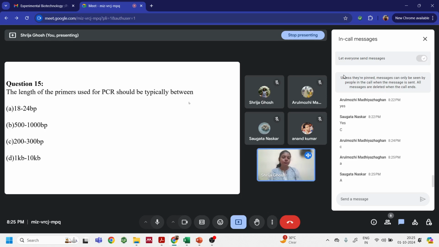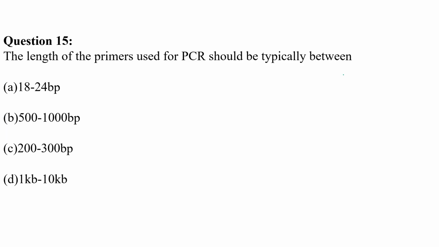Okay, both of you are answering option A, that is 18 to 24 base pairs. That is the correct answer. So whenever we are designing a primer, the first thing that we see is the length. We do not want very long primers because it will take time for them to anneal properly. It also depends on our gene length.